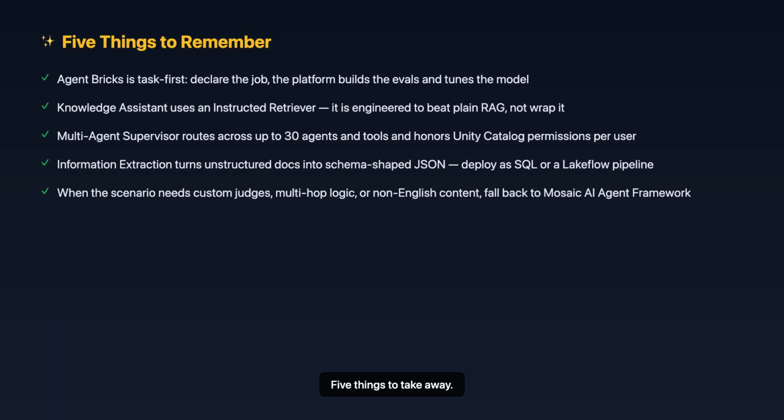5 things to take away. Agent Bricks is task first. You declare the job, the platform builds the evals and tunes the model. Knowledge Assistant uses an Instructed Retriever, engineered to beat plain RAG, not replicate it. Multi-agent supervisor routes across up to 30 agents and tools, combined, and honors Unity Catalog permissions per user, automatically. Information extraction turns unstructured documents into schema-shaped JSON, deployable as SQL or a Lakeflow pipeline. And when the scenario needs custom judges, multi-hop logic, or non-English content, fall back to the Mosaic AI agent framework.